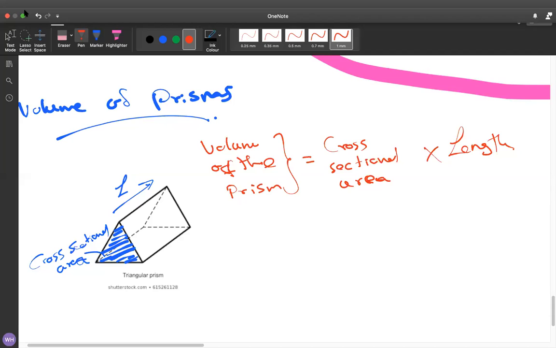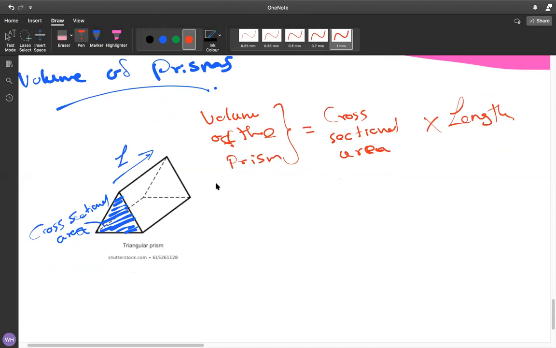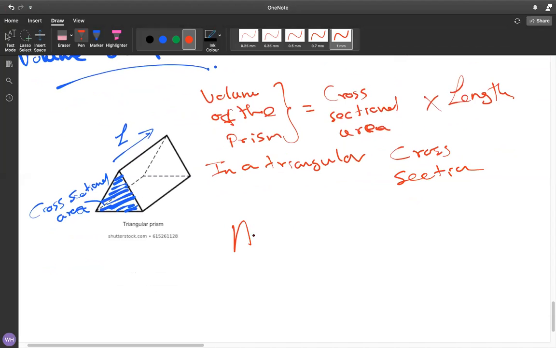Okay, are you done writing? Now what we have here is a triangular cross section. So in a triangular cross section, you can find the area as half into base into the perpendicular height. Okay, is that clear?